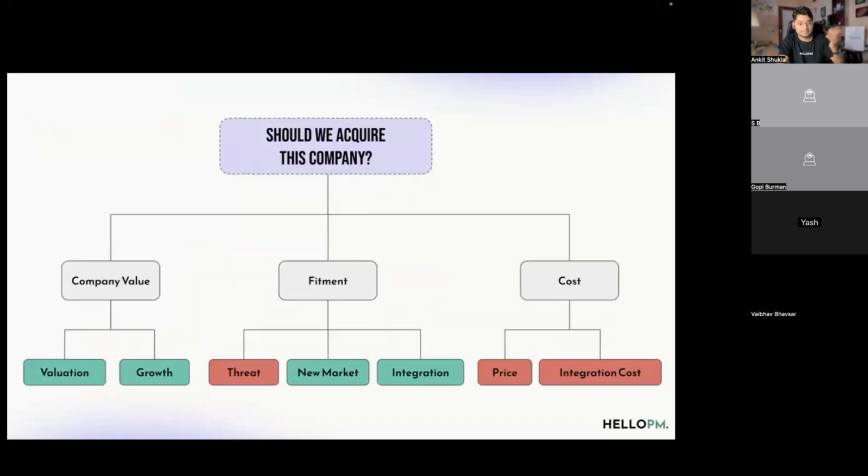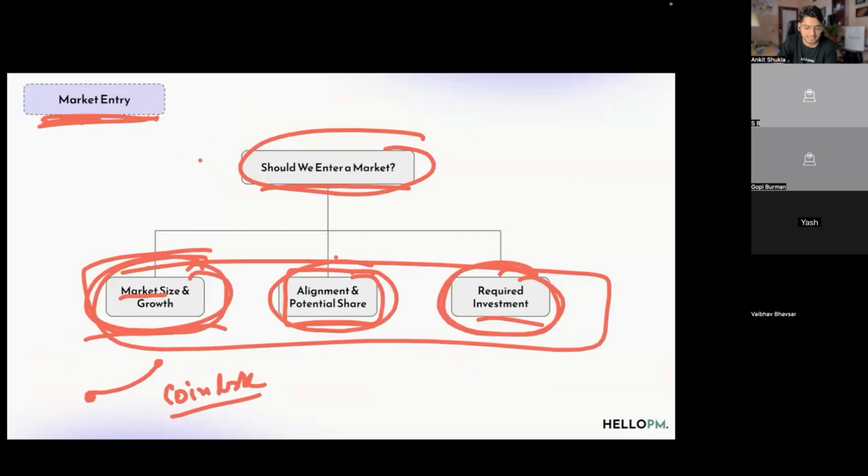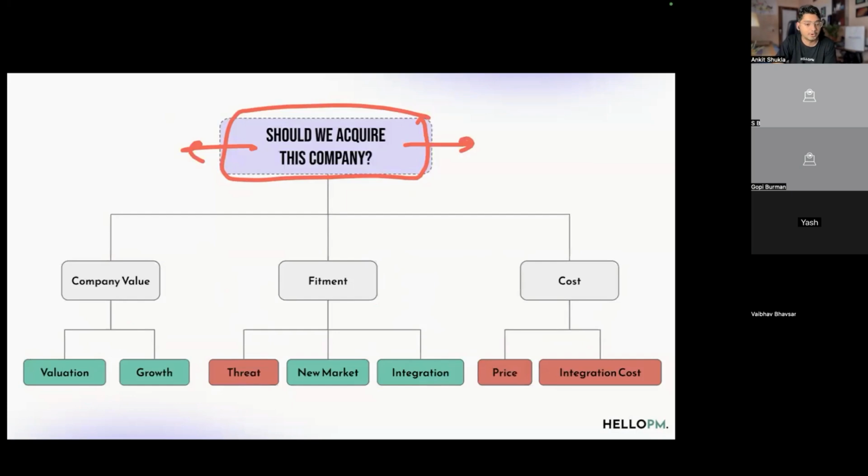And now, same thing here. Should we acquire this company? We talked about whether someone should enter into quick commerce or something else or not. Here we can talk about whether we should acquire a company or not. Whenever you acquire a company, there are multiple factors that you need to take care of. First is, what is the value of the company? The value of the company depends upon the current valuation and the potential for growth.